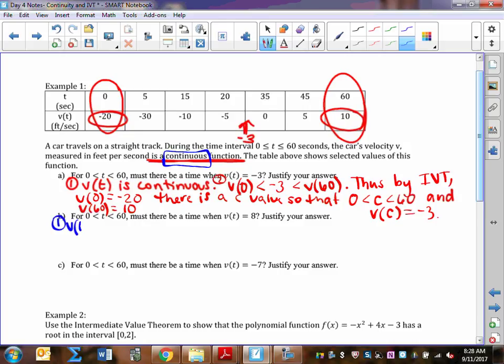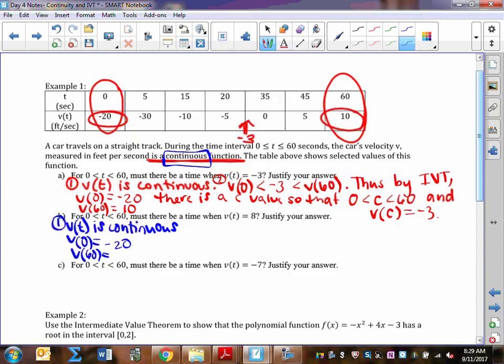Okay, so again, we check our conditions. One, first of all, is the function continuous? And indeed it is, they told us this. So go ahead and write this down with me. V of t is continuous. And again, we've got to establish our endpoints are different. I know we already did it above, so I'll do it again for good measure.